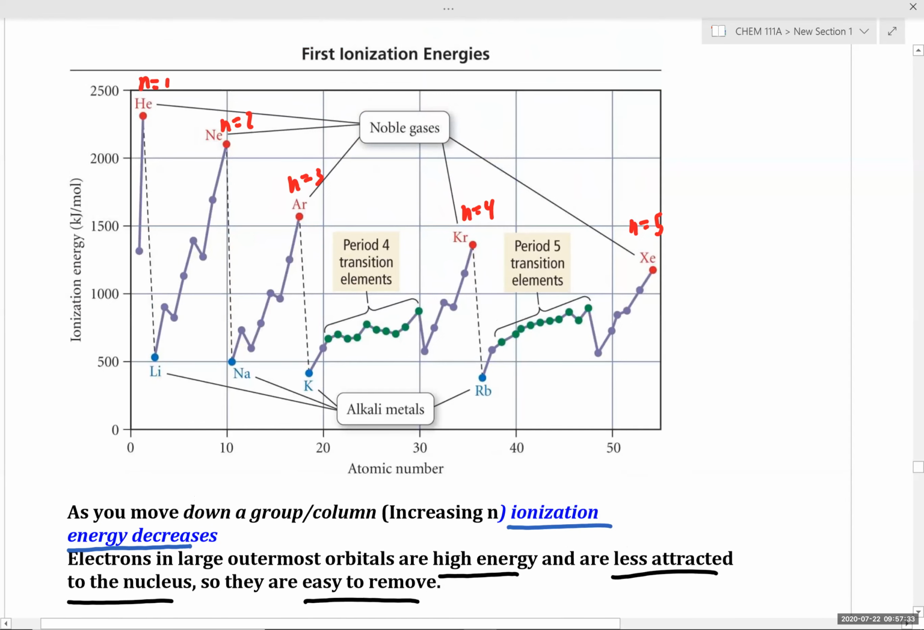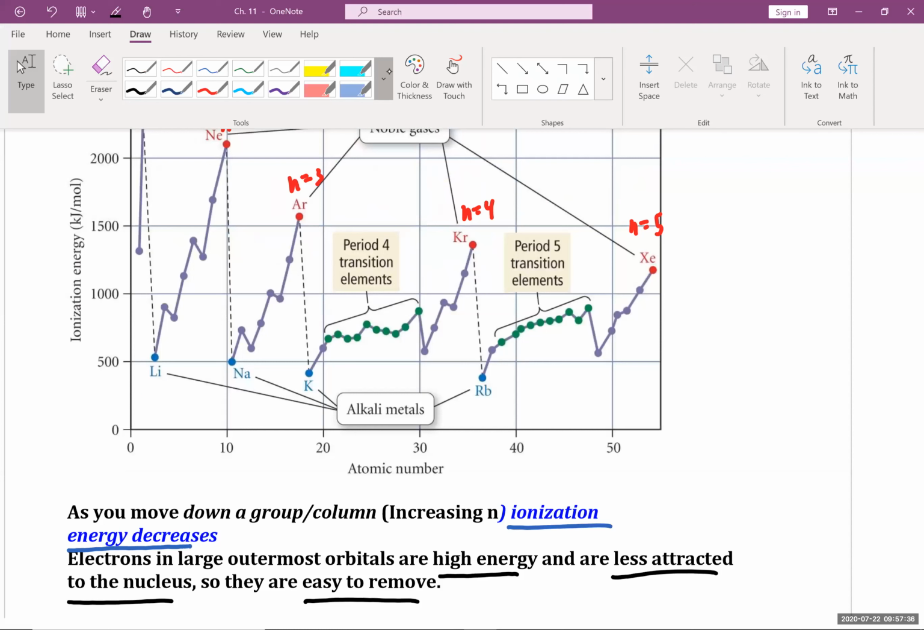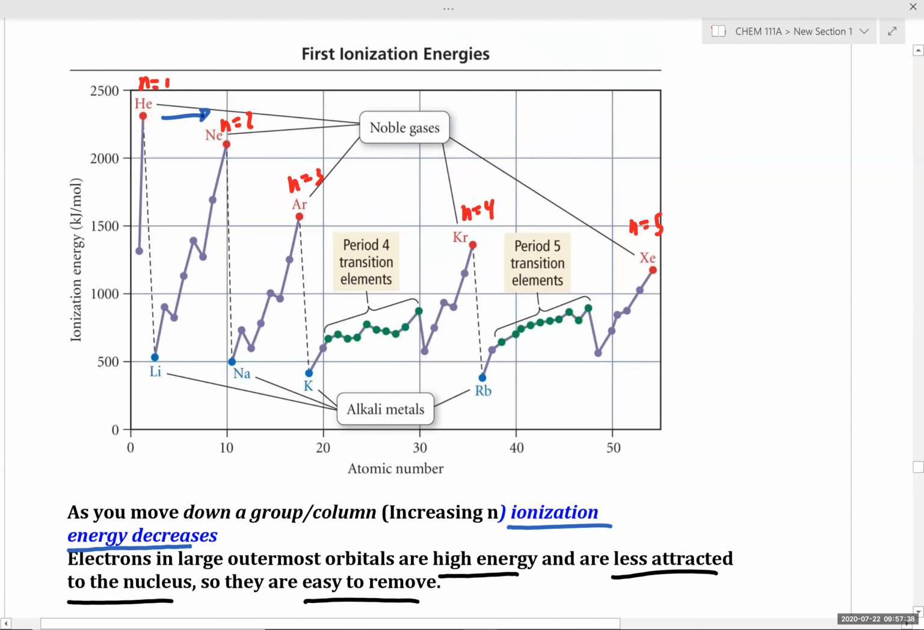Now let's keep looking at our graph, and let's try to conclude what happens as we move to the right across the periodic table. So as we move to the right across a row, what happens to our ionization energy? Does it increase or decrease as we move to the right on the periodic table? What happens to our ionization energy in this graph?